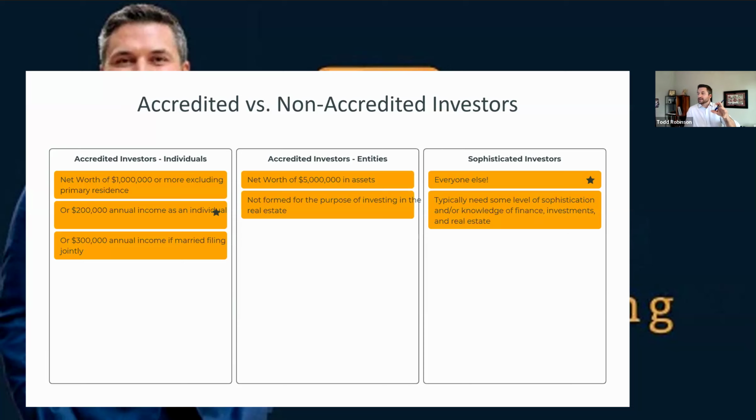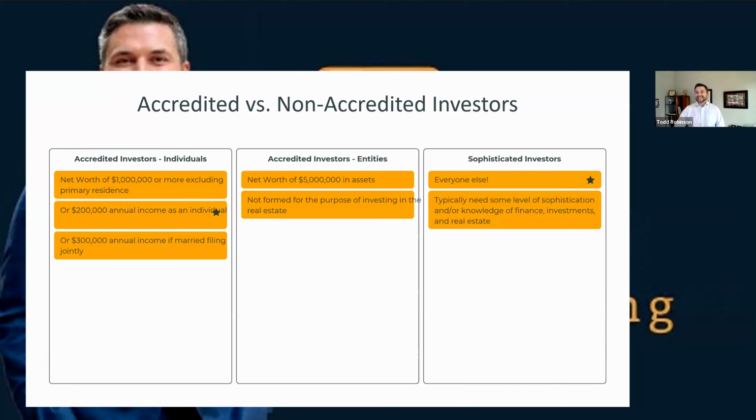Now, a lot of times I'll get questions about entities that are accredited or not. You have to have a net worth of at least $5 million in the entity, but it cannot be formed for the purpose of investing in the real estate. So that happens all the time. I'll get 5 or 6 guys that'll get together and they'll put an LLC together and they'll say, okay, we're accredited. Here's our accreditation. But if you formed it just to invest in the real property, then it's not going to count as an accredited investor.